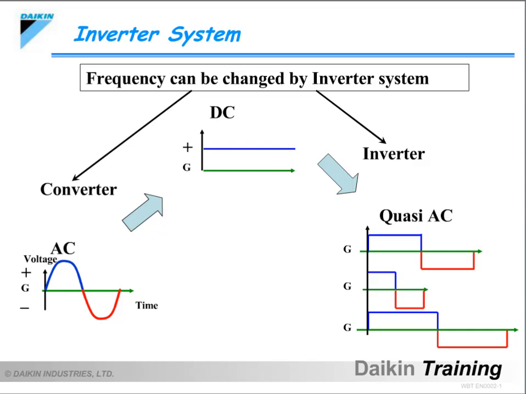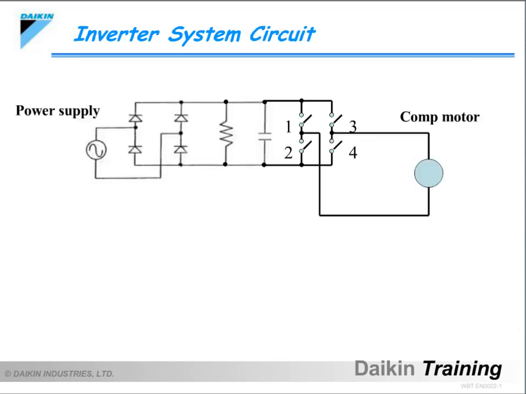The benefit of the inverter system is that the electric circuit can be made very small, allowing for housing within an air conditioner. It should be noted that the waveform of AC power created by the inverter system is a quasi-AC wave. Next, I would like to explain the inverter system using a circuit diagram.